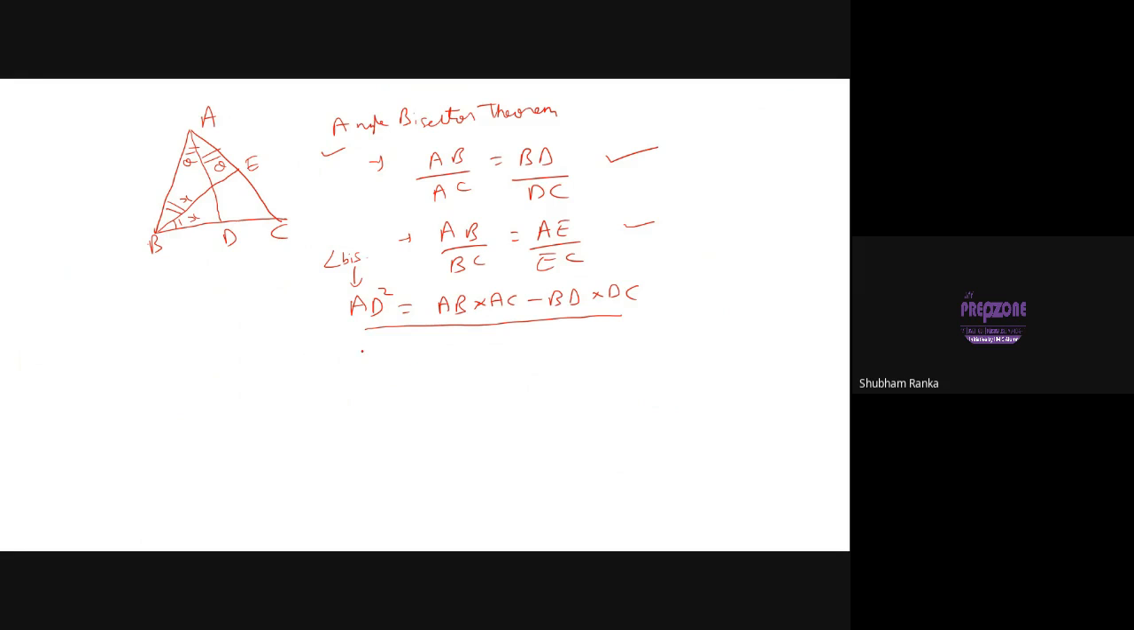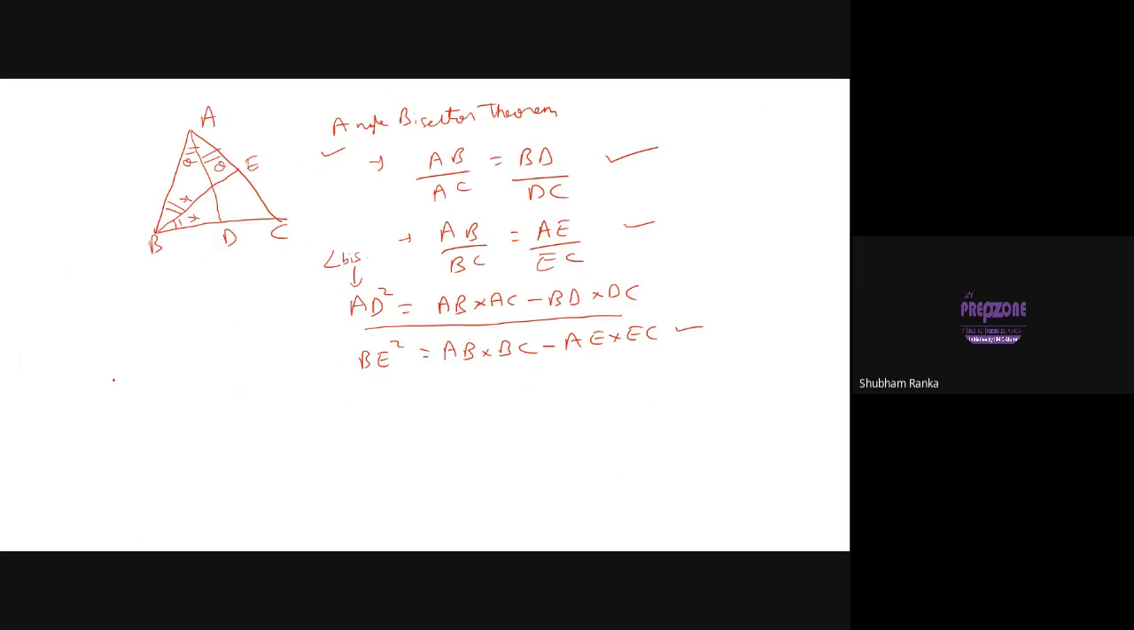Similarly, if we want to write it for BE, it's just the same procedure. BE square will be: take the sides that are joining at this vertex, so AB into BC minus AE into EC. This is the formula for the length of the angle bisector. We'll also do questions combining some of these concepts, but from a conceptual standpoint, this is how it is.